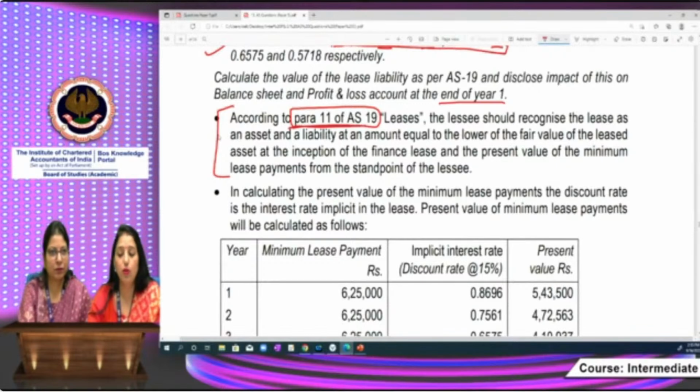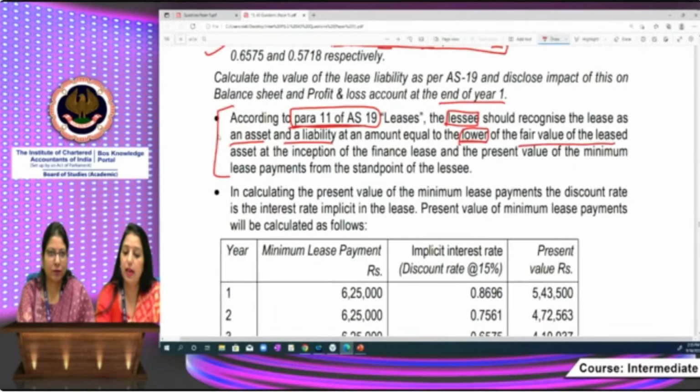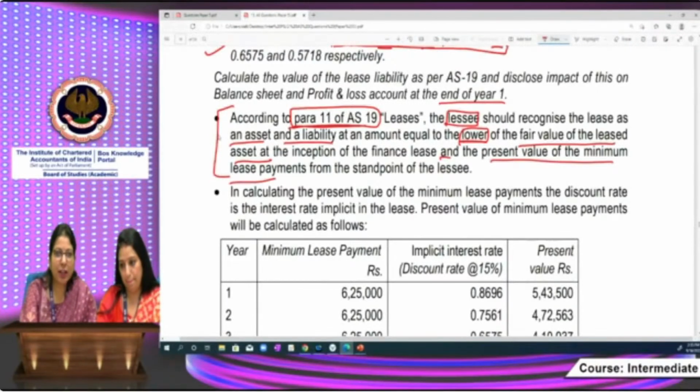Why is the lessee going to recognize the lease? Because it is related to the finance lease. The lessee should recognize the lease as an asset and as a liability at an amount equal to the lower of the fair value of the leased asset at the time of inception and the present value of the minimum lease payments. That means we have to calculate the present value of the minimum lease payments. The computation we can see here.